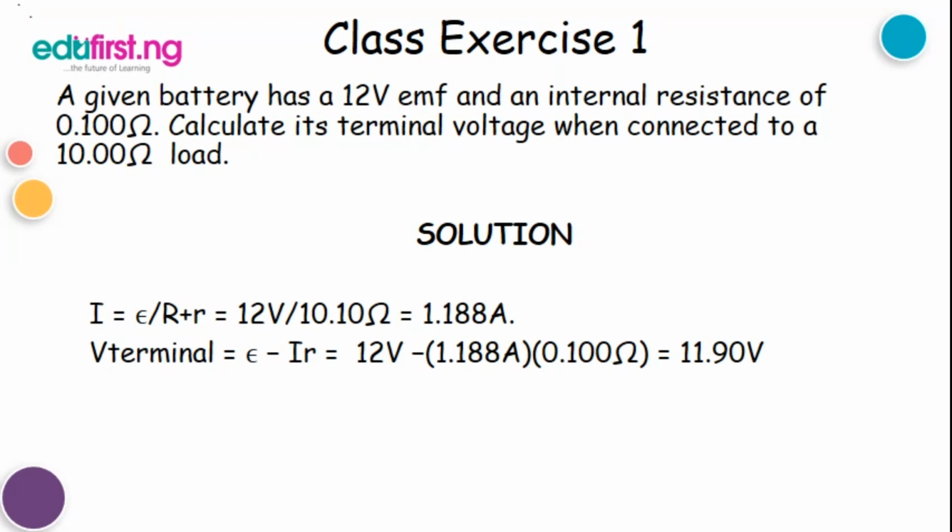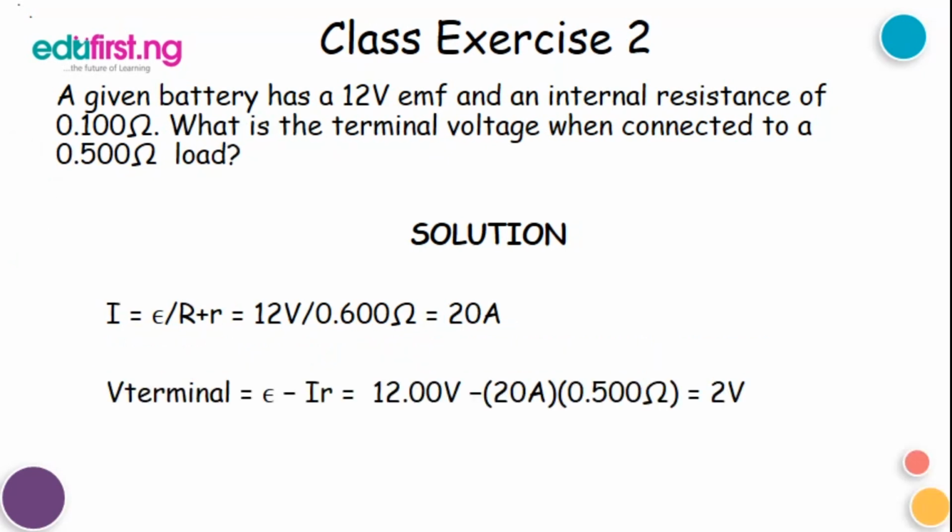Now that we know the value of current, we can use that to determine the terminal voltage. Terminal voltage is equal to E minus Ir. Our E, electromotive force, is 12 volts, minus the current multiplied by internal resistance 0.1, and that gives us 11.90 volts.